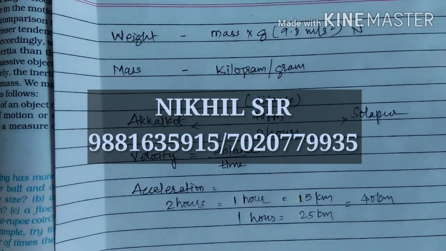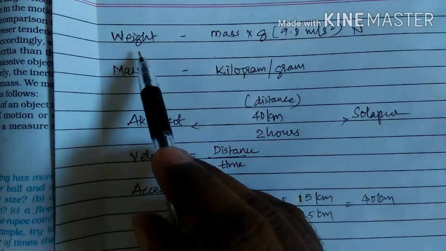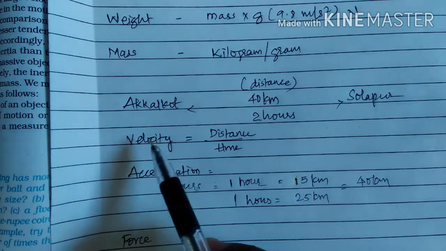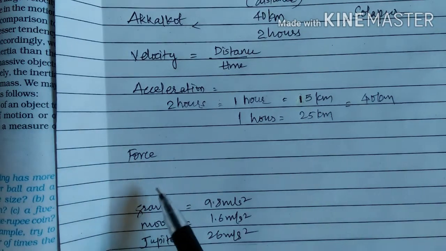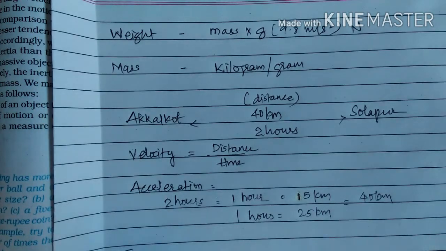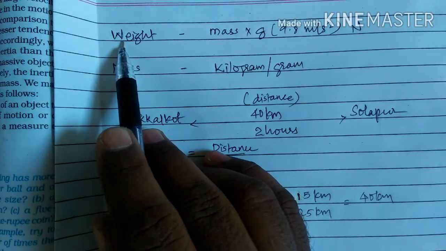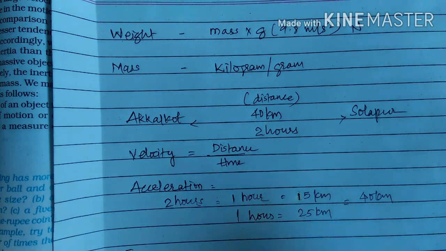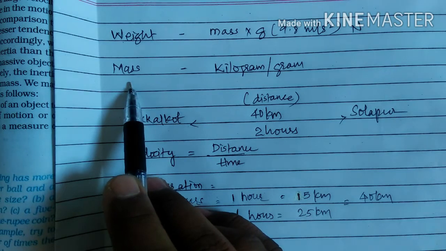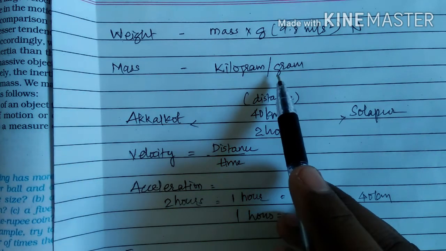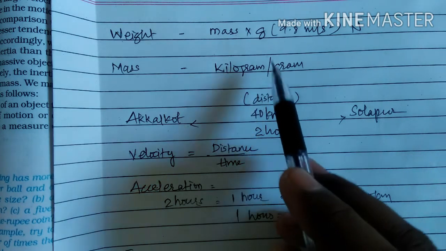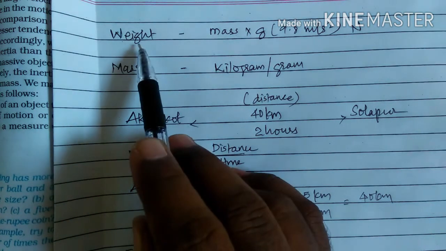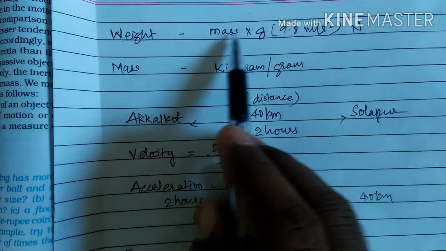Hello everyone. First listen the concept: weight, mass, then velocity, acceleration, force. First you understand these concepts, then we will move towards our video. First, weight. We are measuring our weight like 35 kg, 20 kg or 40 kg, but we are actually measuring our mass, because the unit of mass is kilogram or gram. When we want to calculate the weight, we have to multiply mass into gravity.